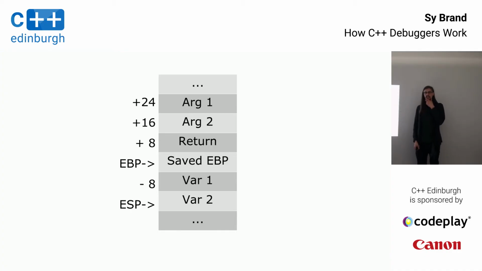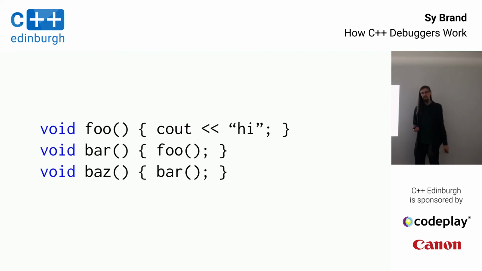What is EBP? EBP is the base pointer. It's like the frame pointer. SP is the stack pointer? SP is stack pointer. So say we have code which looks like this. We have baz, which calls bar, which calls foo, and foo says hi.